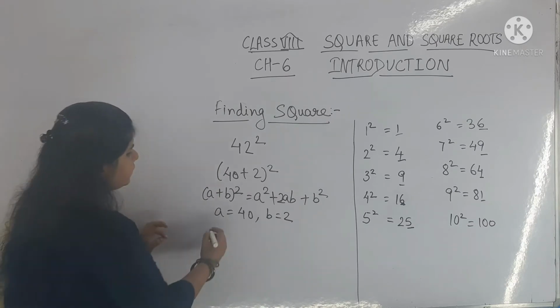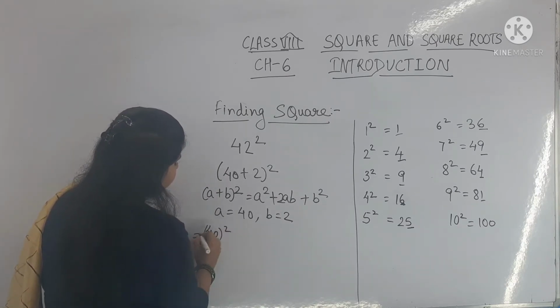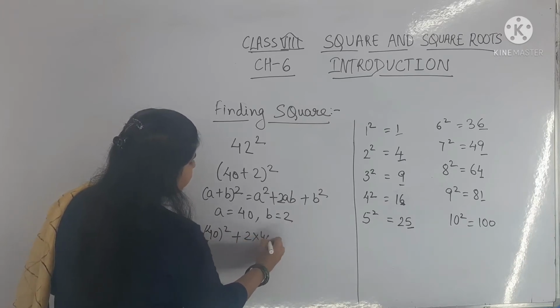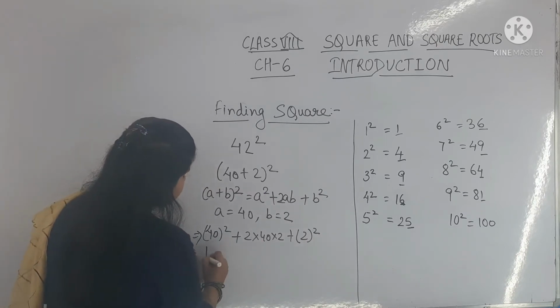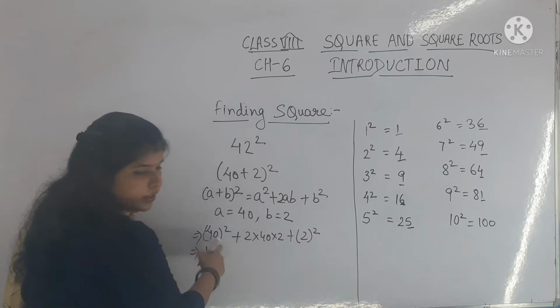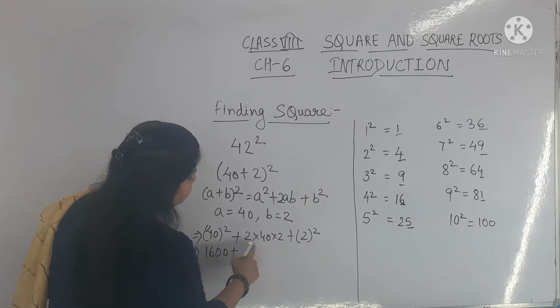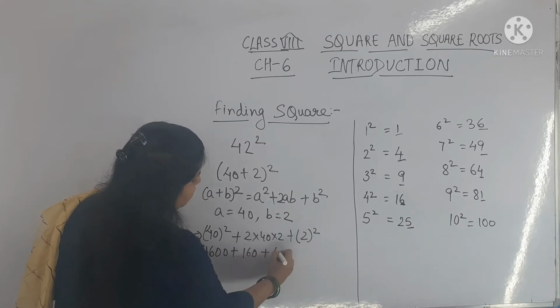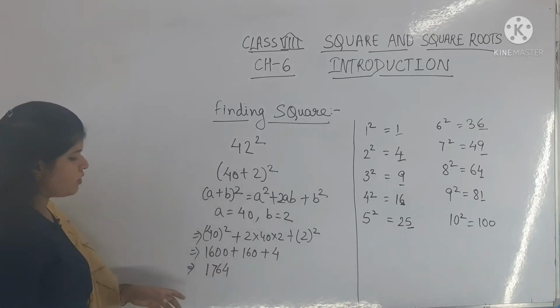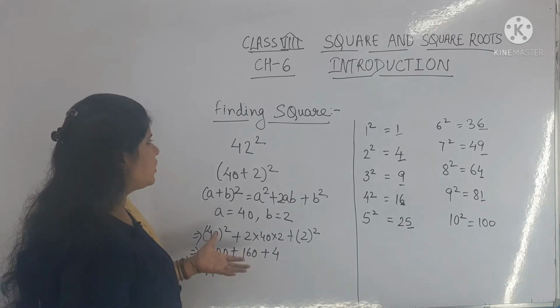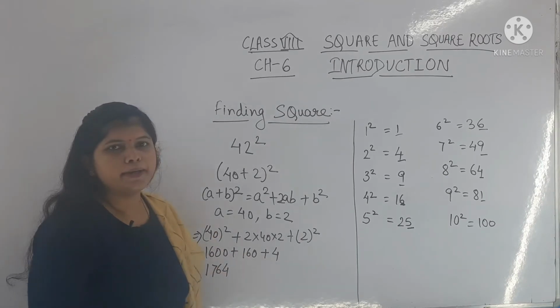Okay, so here what we have to do: 40 whole square plus 2 into 40 into 2 plus 2 whole square. So 4 4s are 16 and 00, plus 2 2s are 4, 4 4s are 16, 160, plus 2 2s are 4. So here I am getting 1764. Like this you can calculate any square.